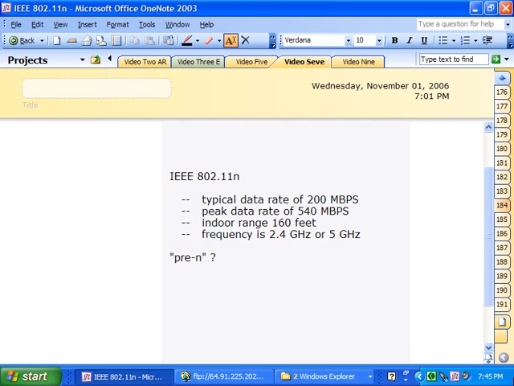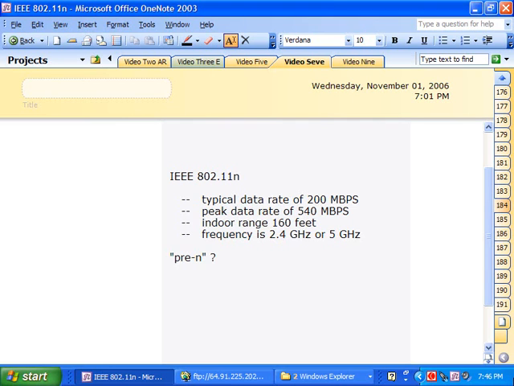Now, the reason I put pre-N and then put a question mark in, I get asked a lot, well, what's this pre-N stuff that was in the stores a while back? You don't see as much of it now because 11N is an official standard. Well, this was so anticipated, and the technology existed for it, but it had not been officially put into place or approved, if you will, by the IEEE. So certain vendors came out, Belkin actually came out with them, and some other vendors did too, with what they called pre-N routers that were supposed to be able to reach these speeds.